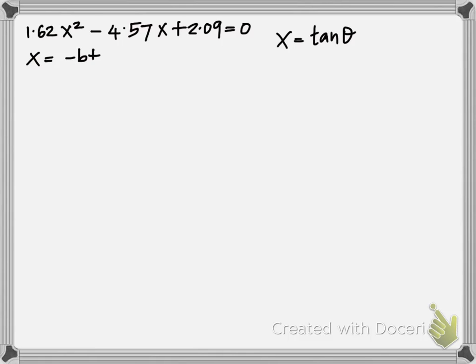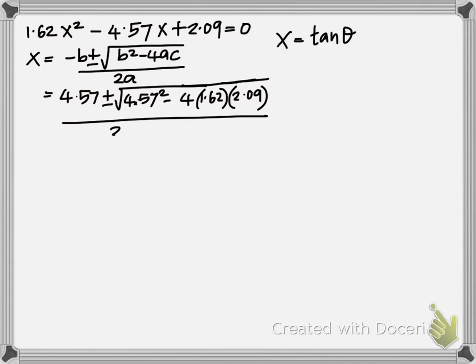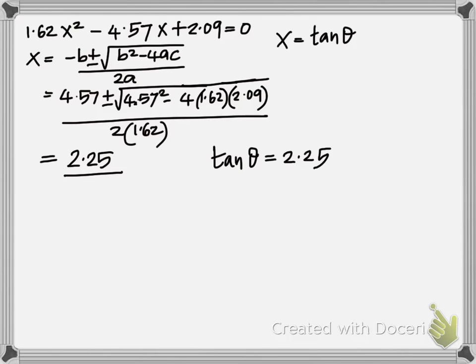Now, for a quadratic equation, the solution is minus b plus or minus the square root of b squared minus 4ac, all over 2a. B is negative 4.57, so just be careful to look at it. You really have to be strong in your math. 4 times a, which is 1.62, times c, which is 2.09, divided by 2 times 1.62. When you calculate that carefully, you would get 2.25. So tan theta is 2.25. Theta is tan inverse of 2.25, which gives you 66 degrees.